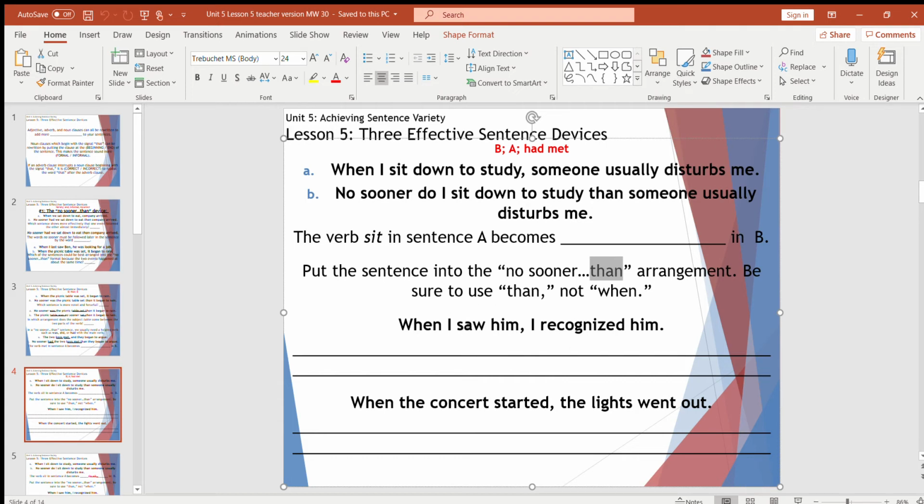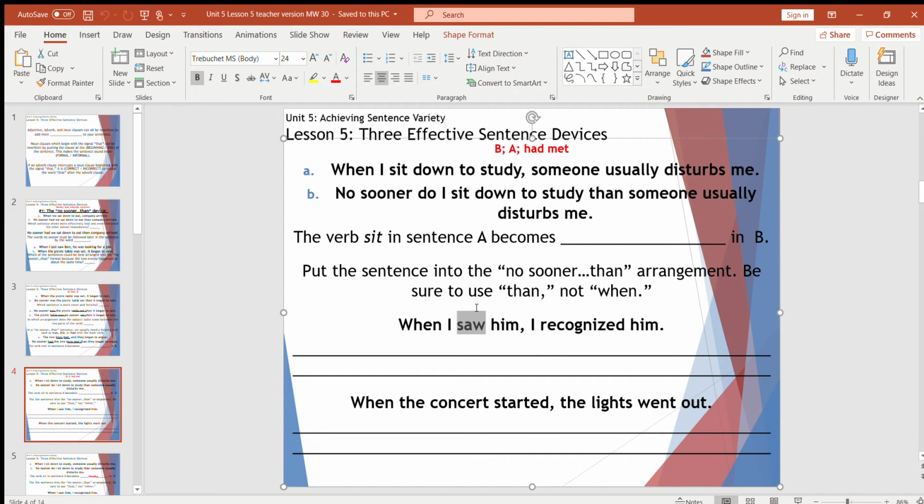You'll notice the verb will change depending on what helping verb you use. If I said no sooner did I, then it wouldn't be seen. It would be no sooner did I see him. So it will change slightly just depending on what helping verb you choose. Let's try the next one.